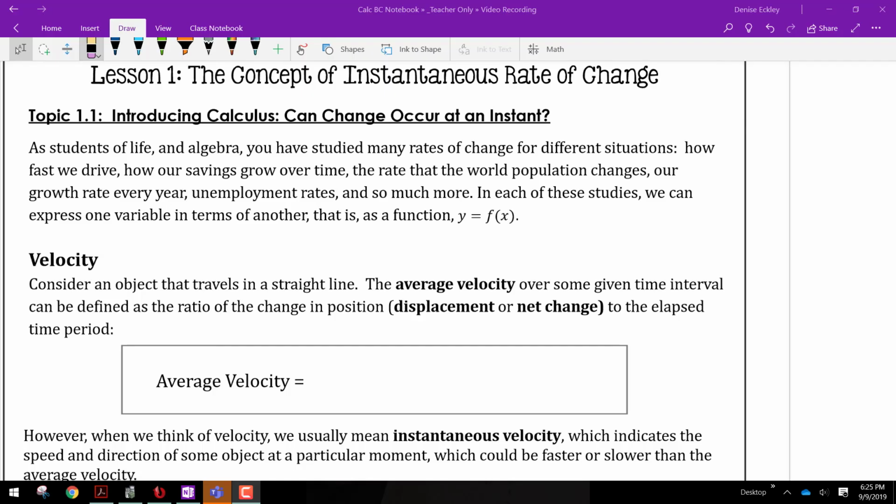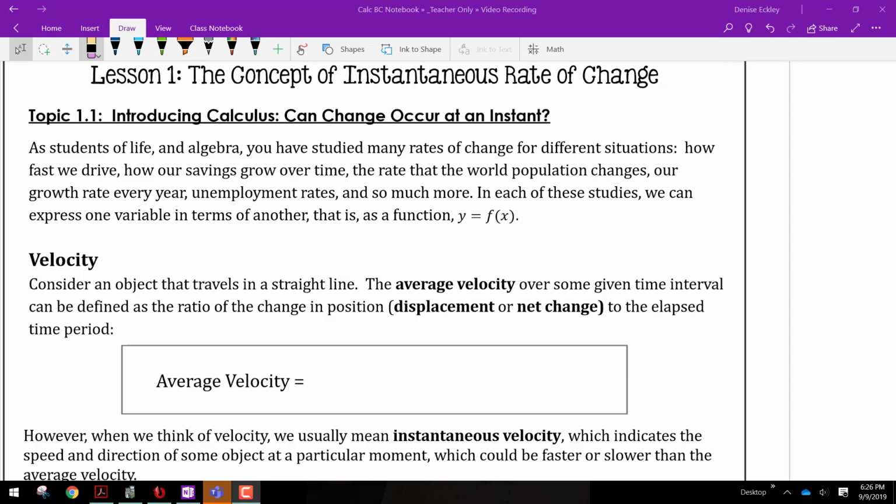Okay, so this is going to be our very first video for Calc BC, and we are starting off in the study of calculus. So as an introduction, we know that there are many rates of change that we talk about. How fast we drive, how our money grows over time, how population changes, unemployment rates. You hear about it in the news all the time.